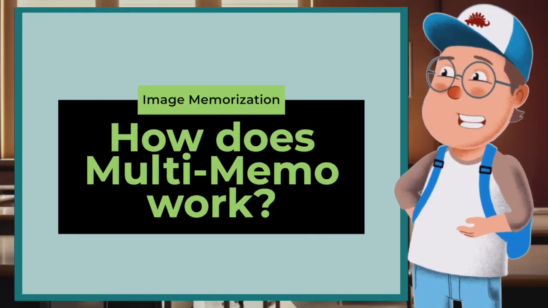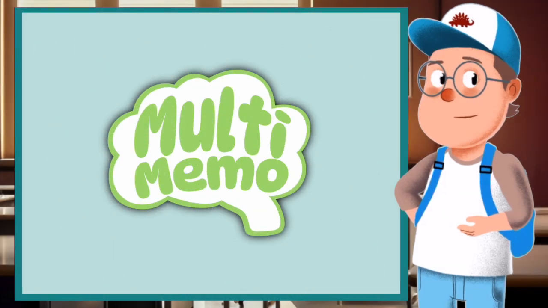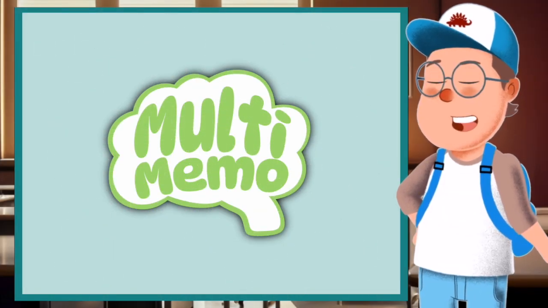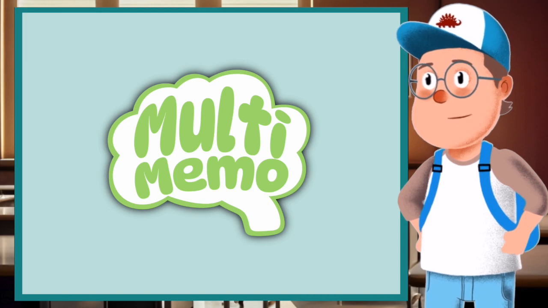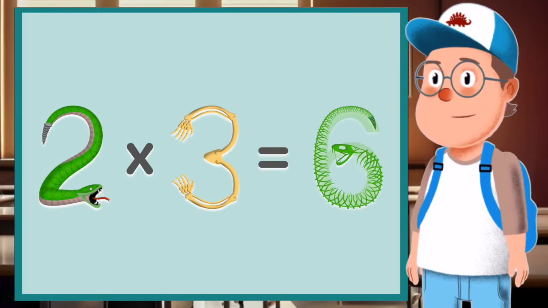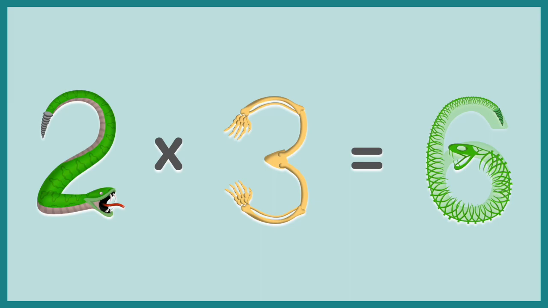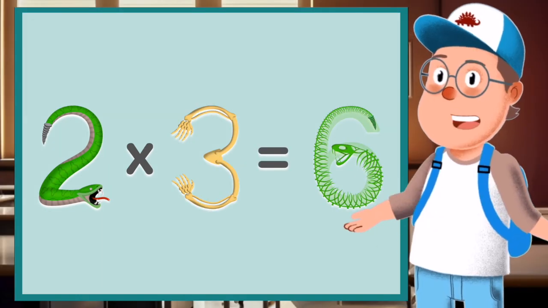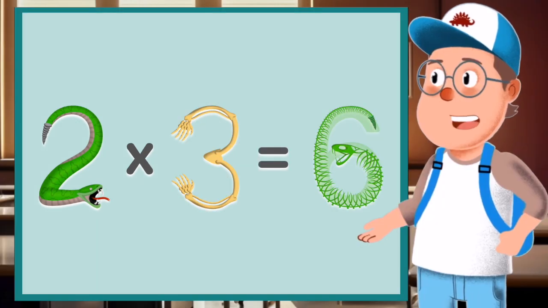Hey there, young learners! Today, we're diving into the exciting world of multi-memo, a unique way to make multiplication tables not just easier but also fun. In the world of multi-memo, each multiplication fact is like a creative recipe. The first number plays the role of our main character, while the second number represents a unique style that adds flavor to our mix. When these two elements come together, they create a unique combination, turning a simple math problem into a lively and imaginative experience.